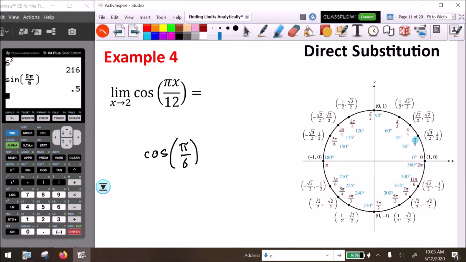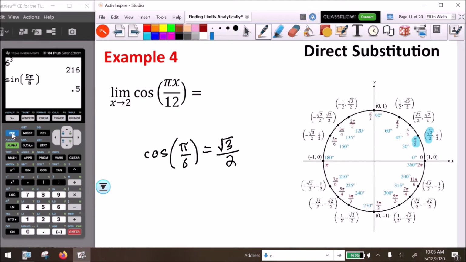That would be right here. And when we're doing cosine, we're looking for the x-coordinate. So this is root 3 over 2. Our answer is equal to square root of 3 over 2. And we could verify that with our calculator.